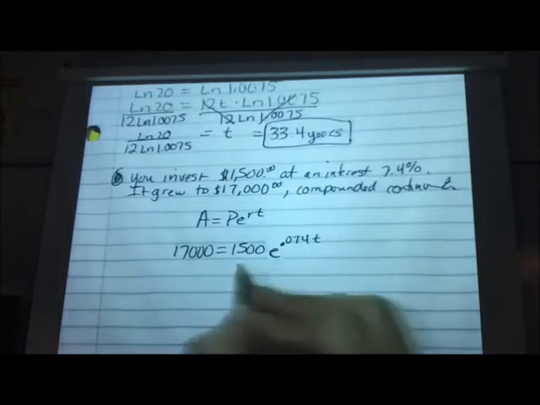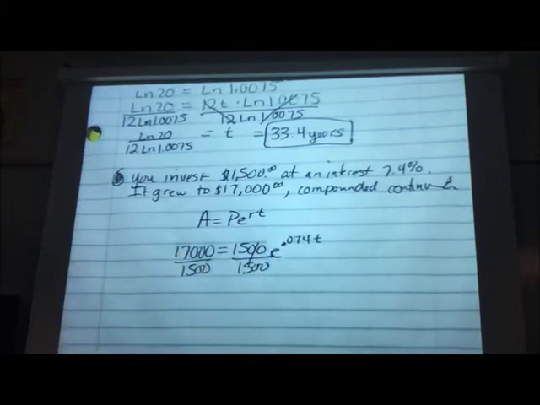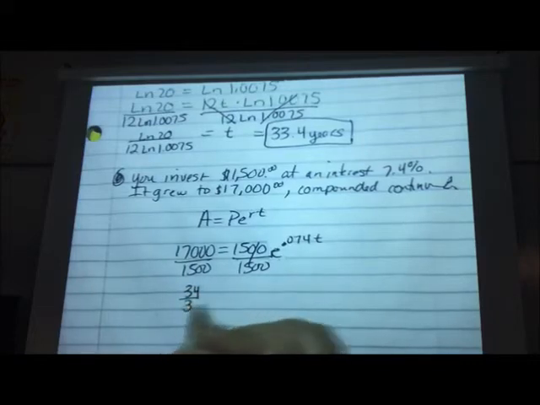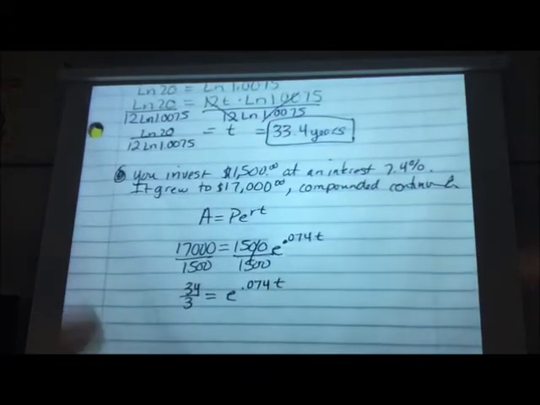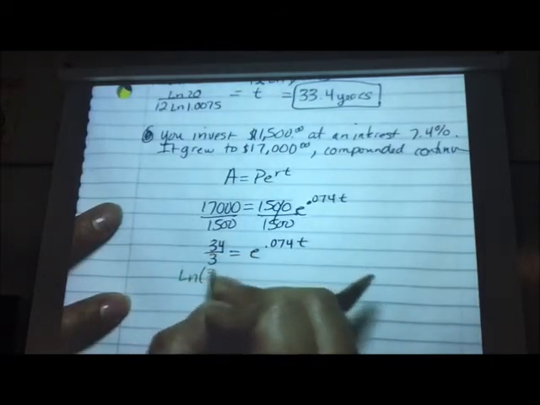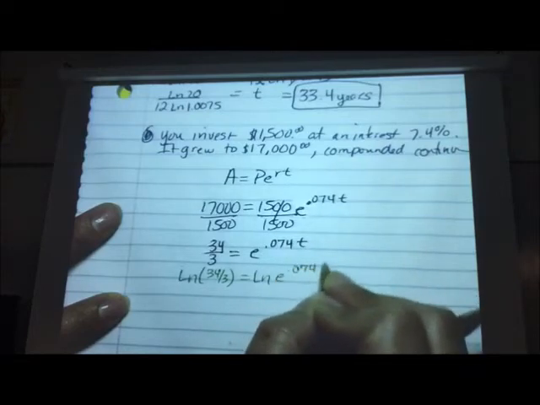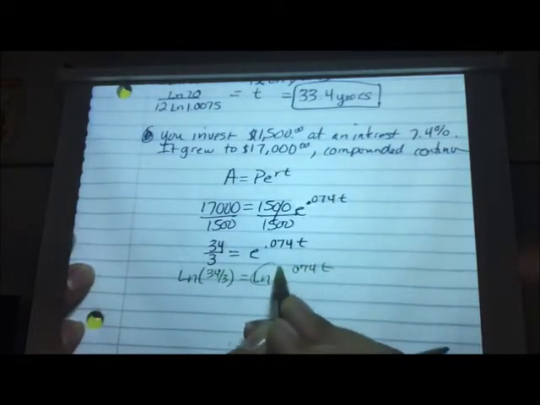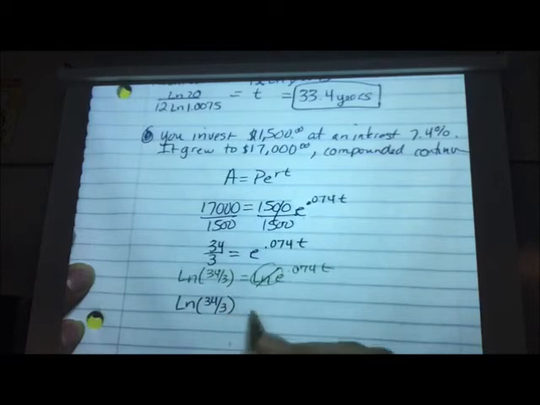One is divide by 1,500. I don't even know if that's a pretty number or not, but let's figure it out. 34 over 3. Okay, that's fine. So it is 34 over 3 equals e to the 0.074t. And the only thing left for me to do is put what on both sides? ln. So we have ln of 34 over 3 equals ln of e to the 0.074t. But here they what? Cancel. So I end up with ln of 34 over 3 equals 0.074t.